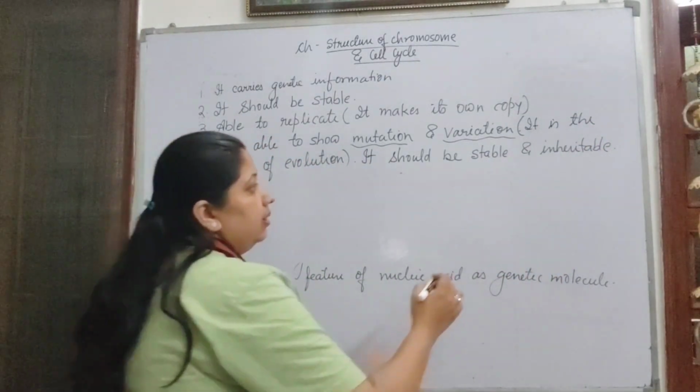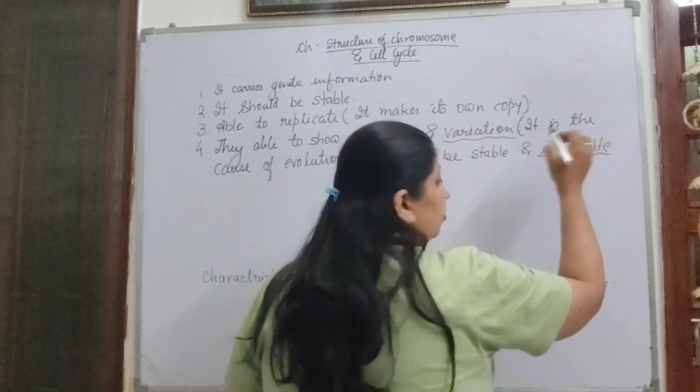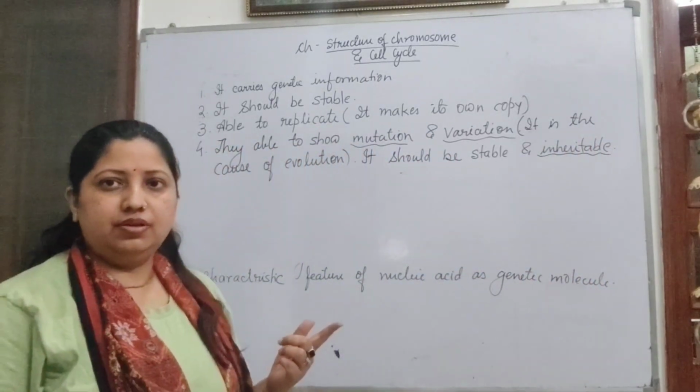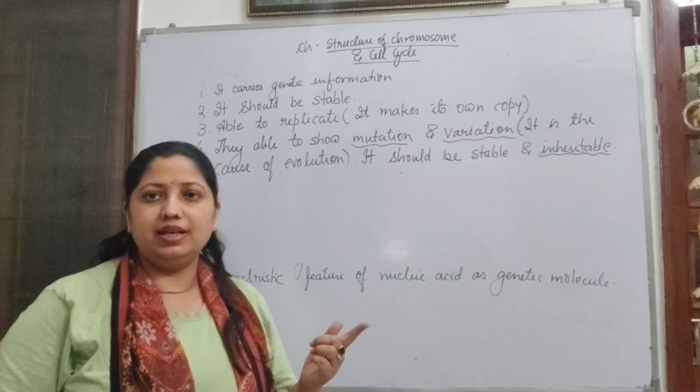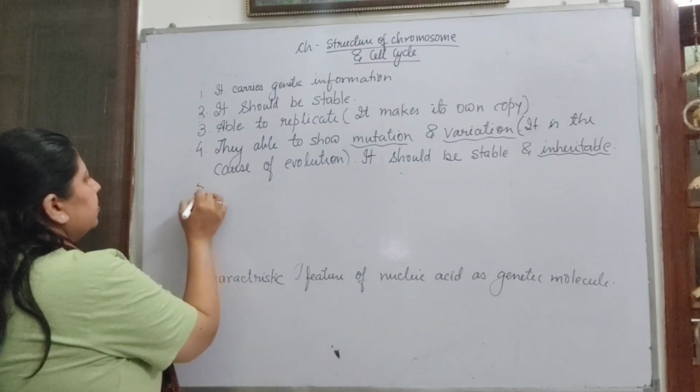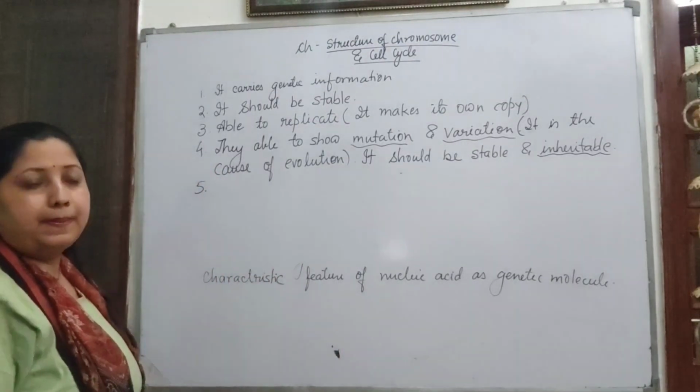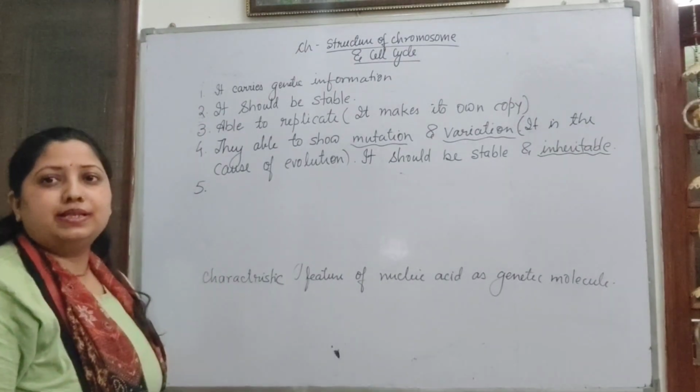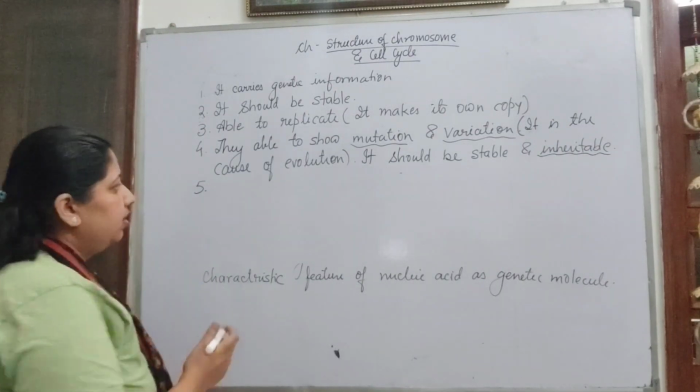Okay, so inheritable means they are able to transfer from one generation to the next generation. Okay, so the next, number 5, is they are able to express their information.